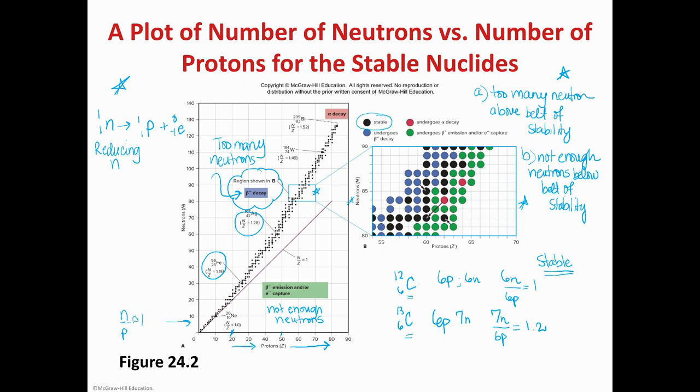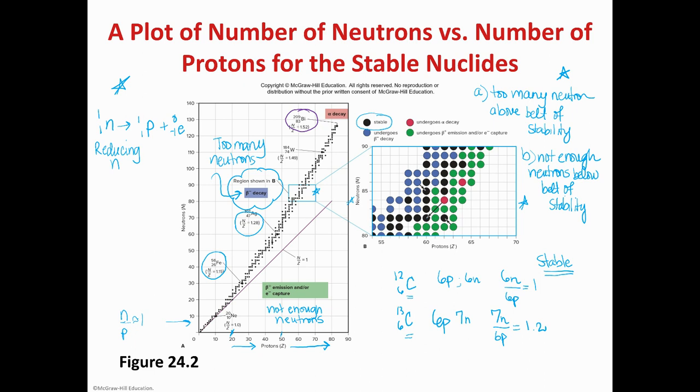Okay, one other thing is that the belt stops. Really important to know this as a science student. The belt stops. Where does it stop? The last stable element on our periodic table, if you take a look at it, is bismuth, Z number 83. So bismuth-209 is the last one on the belt of stability.